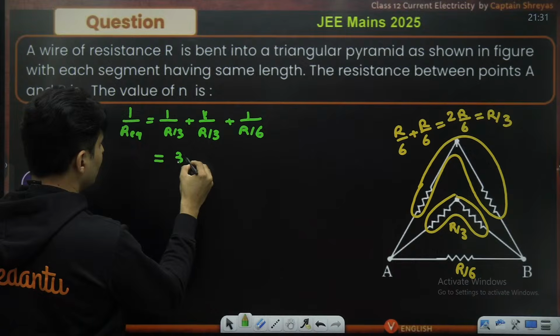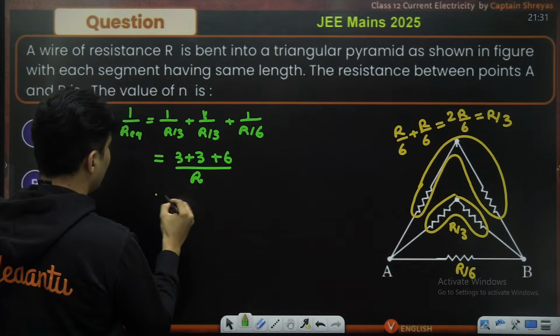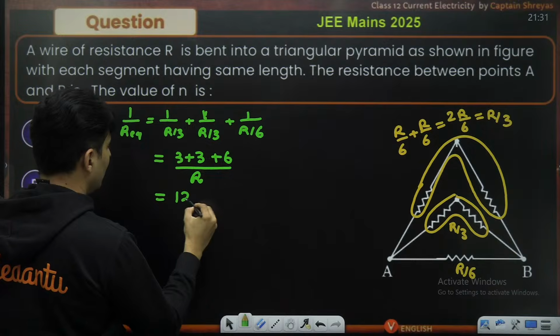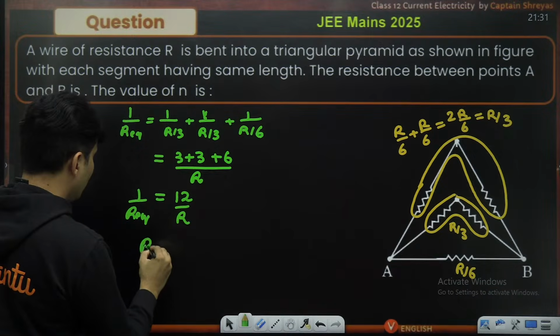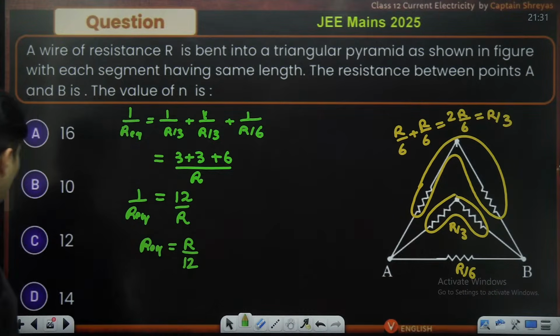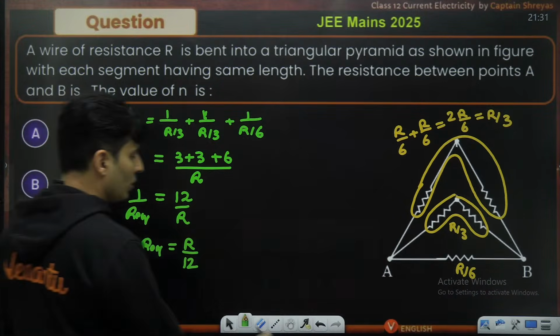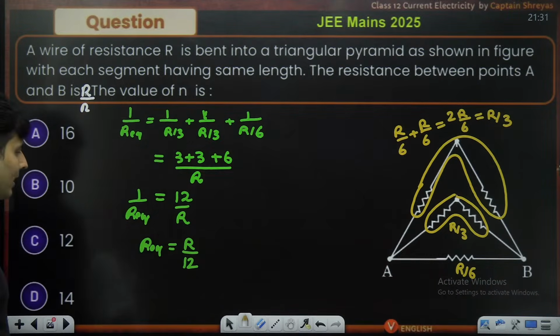Oh, sorry, that is R by 6. So it will be 3 plus 3 plus 6, whole thing divided by R. That's nothing but 12 by R, but that is 1 by R equivalent. So therefore, R equivalent will be R by 12. I am guessing the question over here was, then the equivalent resistance between them is R by N. Then what is the value of N? So as you can see, the value of N is 12.